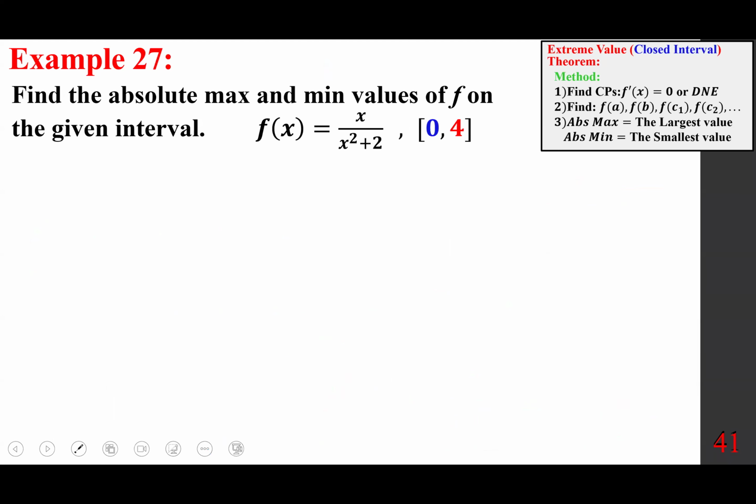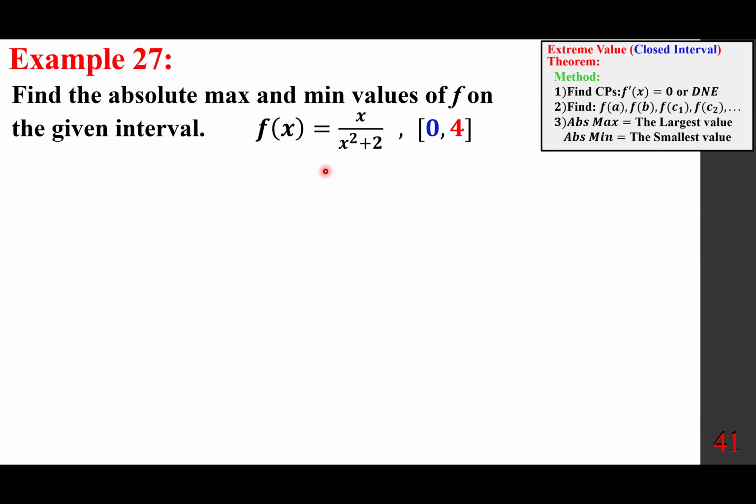We're going to repeat the question. Find the absolute maximum and minimum for this function. F of x is x over x squared plus 2, and the interval is 0 to 4. And the first question is, is this function continuous? What is the domain? What type of a function is this?